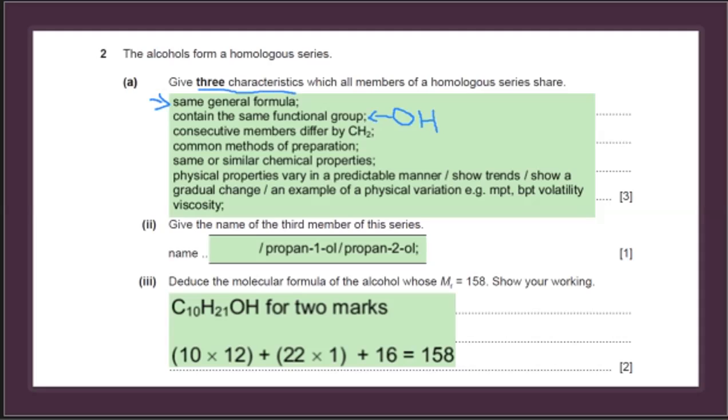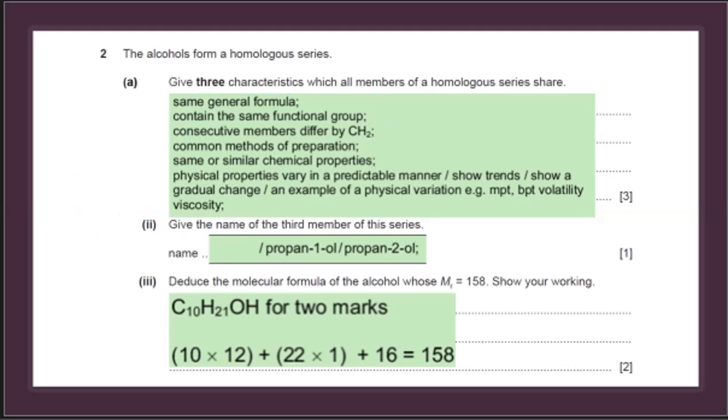Part 2, give the name of the third member of this series. So you're looking for the third. The first one is meth, the second one is eth, the third one is prop, and you add anol. So it's supposed to be propanol, but you could have put propan-1-ol, propan-2-ol, or just propanol. Either of them would have been correct, right? You'd be given the third member of the alcohol series.